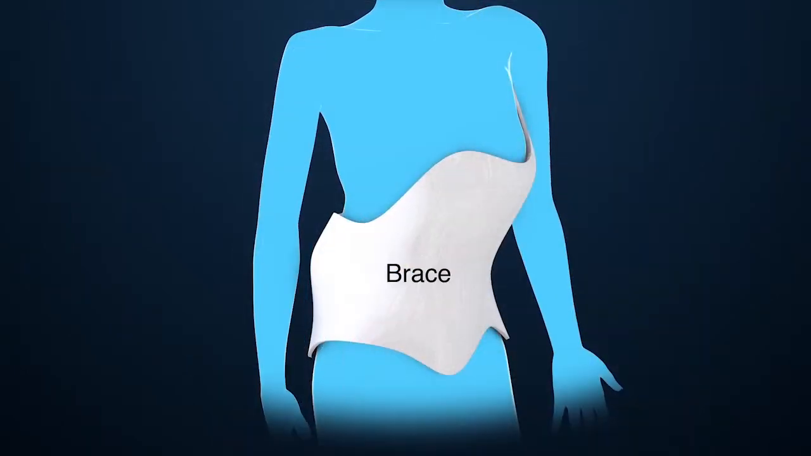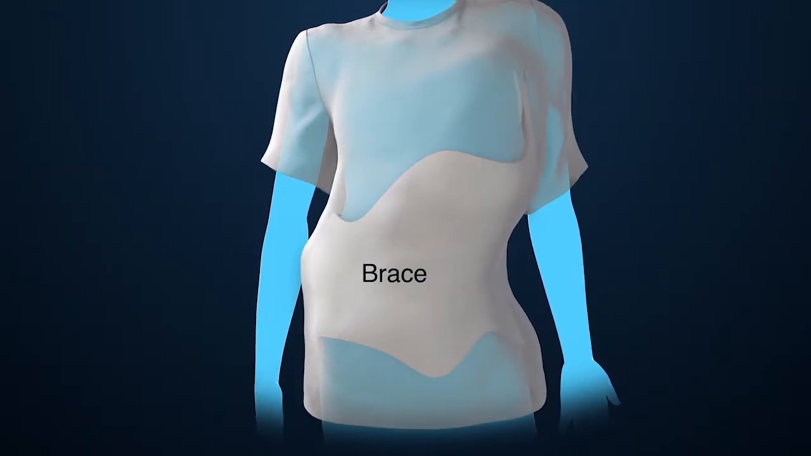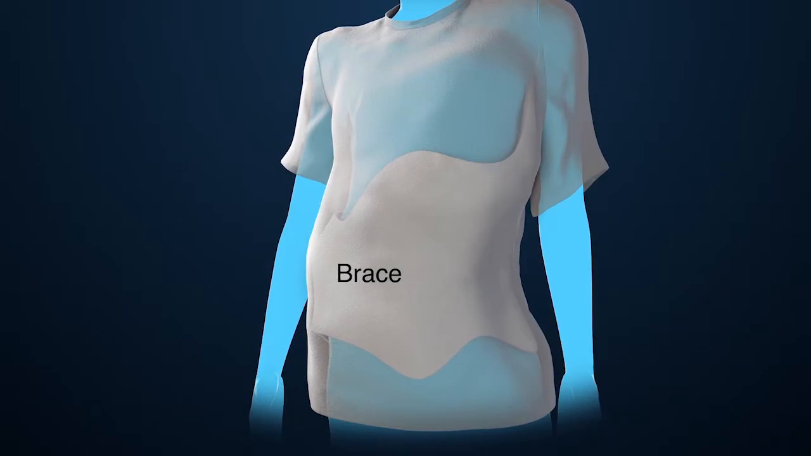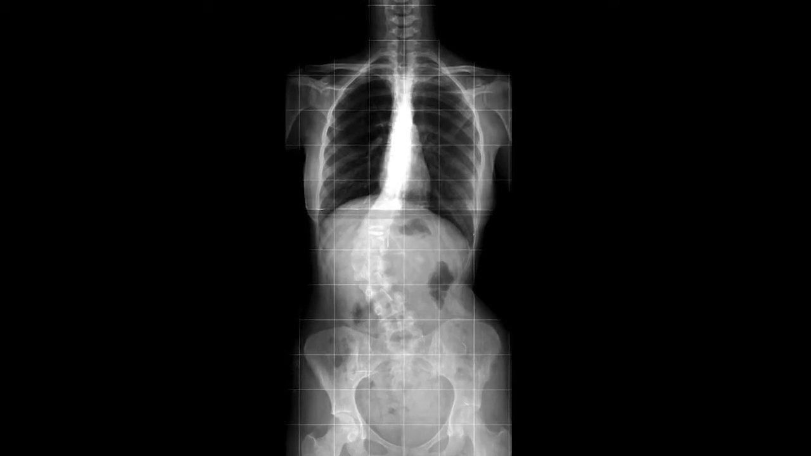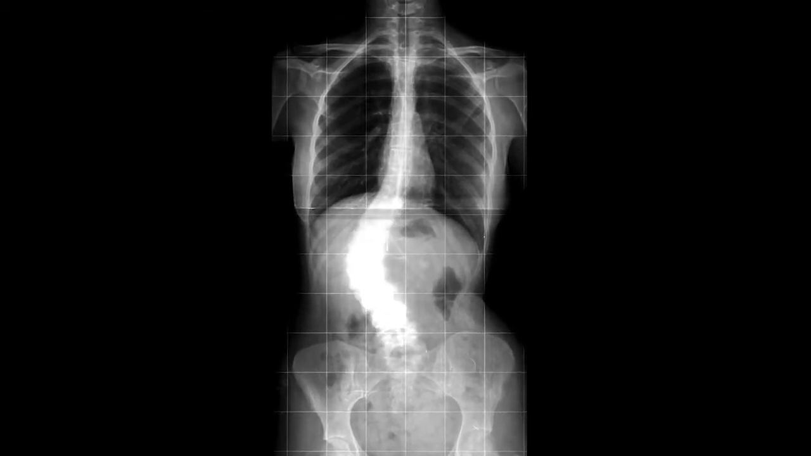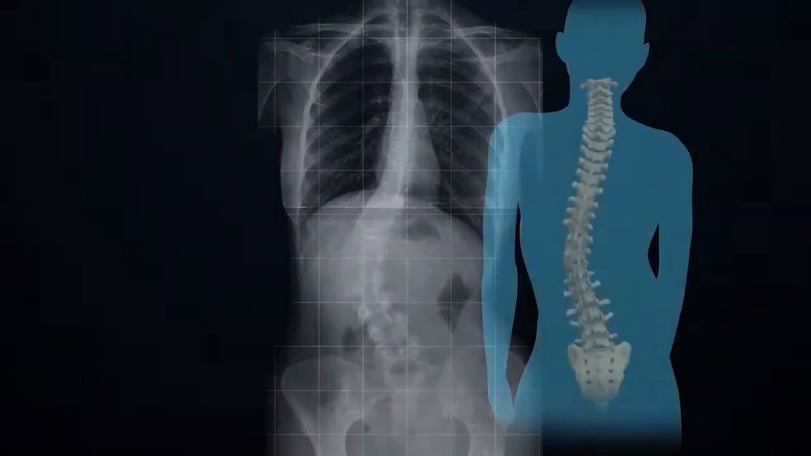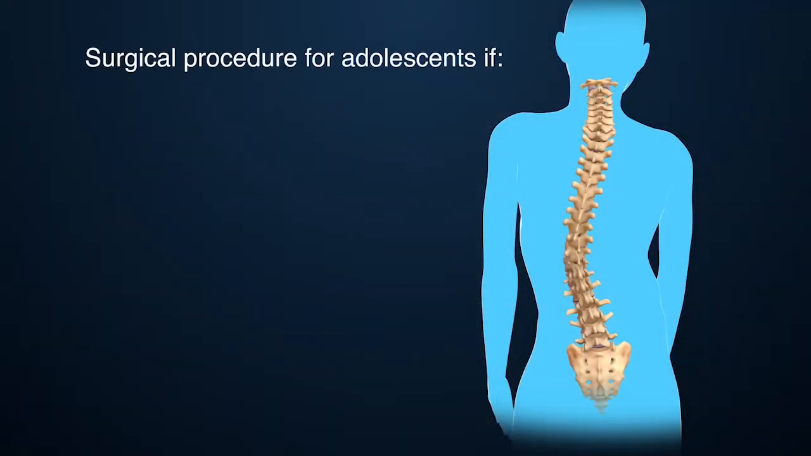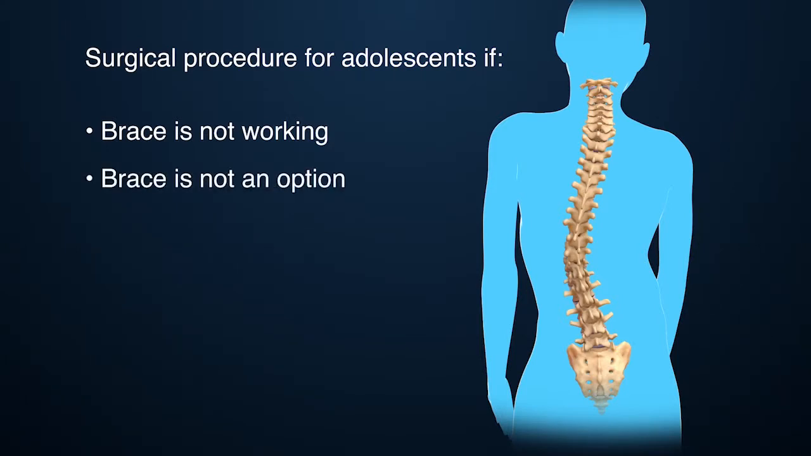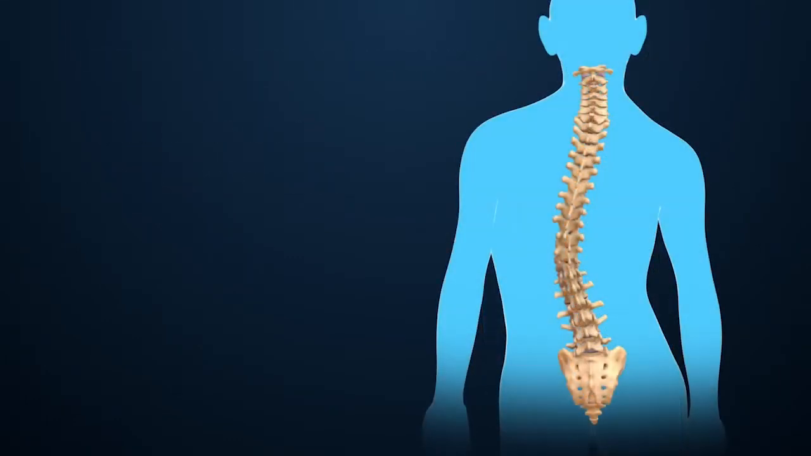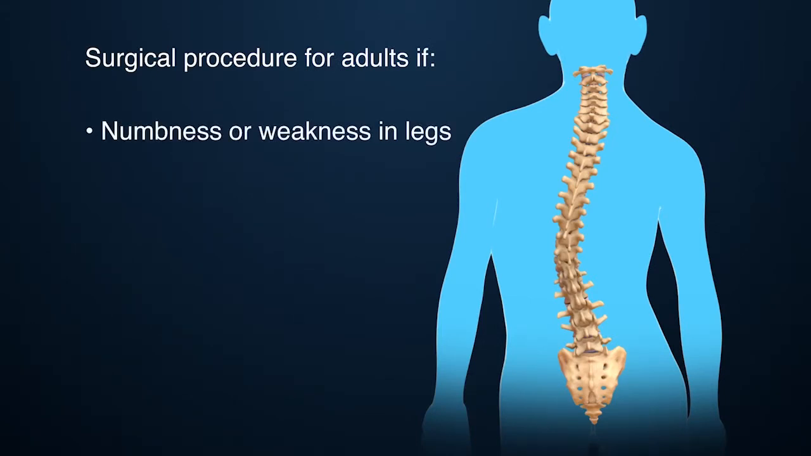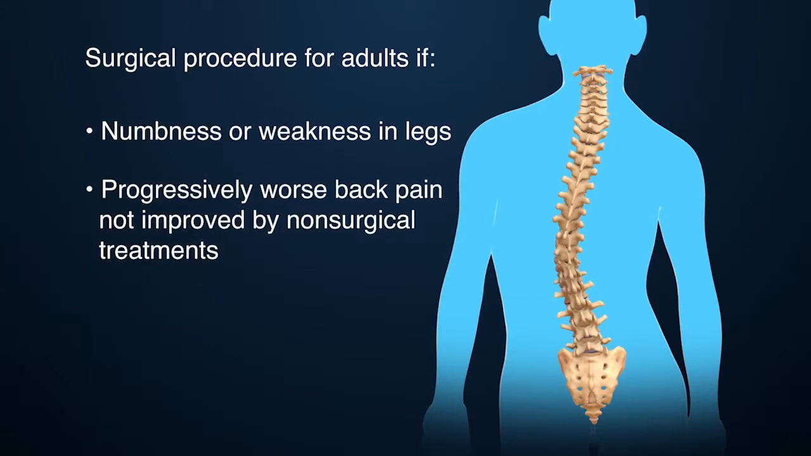Scoliosis is often treated with a brace to stop the curve from getting worse in the pediatric population. Doctors will measure the curve over time to see if the brace is working. For an adolescent, a surgical procedure may be necessary if the brace isn't working or if the brace is not an option. For an adult with scoliosis, a surgical procedure may be necessary if they are experiencing numbness or weakness in their legs, or if they have progressively worsening back pain that does not improve with non-surgical treatments.